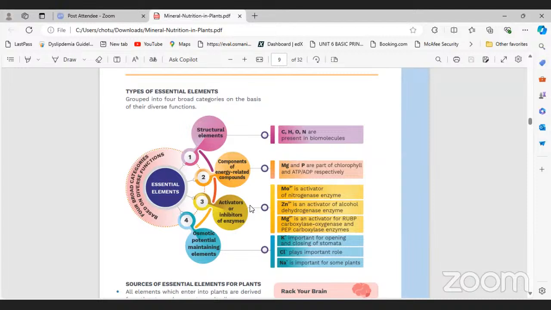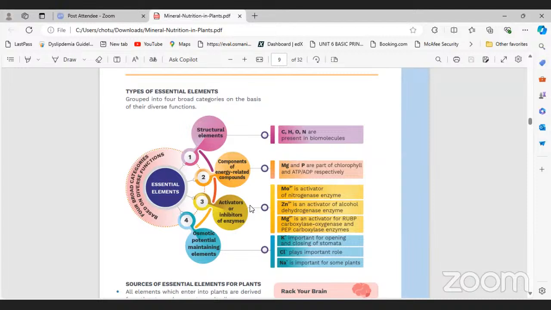Magnesium is an activator for RuBP carboxylase oxygenase and PEP carboxylase enzyme. The fourth category is osmotic potential maintaining elements.